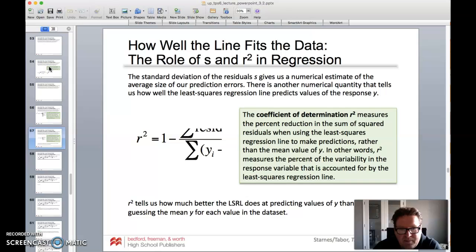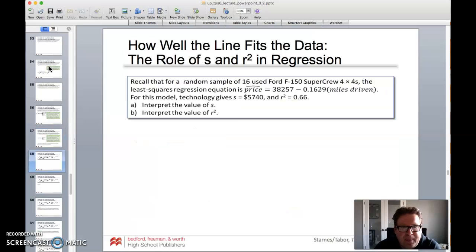R-squared tells how much better the least squares regression line does at predicting values of y than simply guessing the mean of each value in the data set. That's the value of using R-squared. Calculator and computer readouts will give us that. Okay, so let's take a look back here.